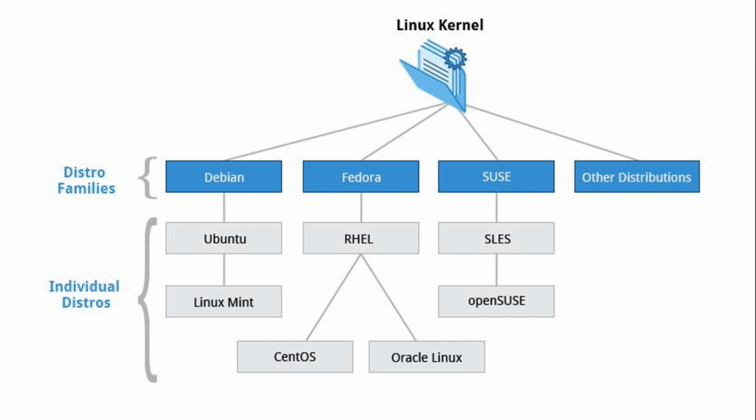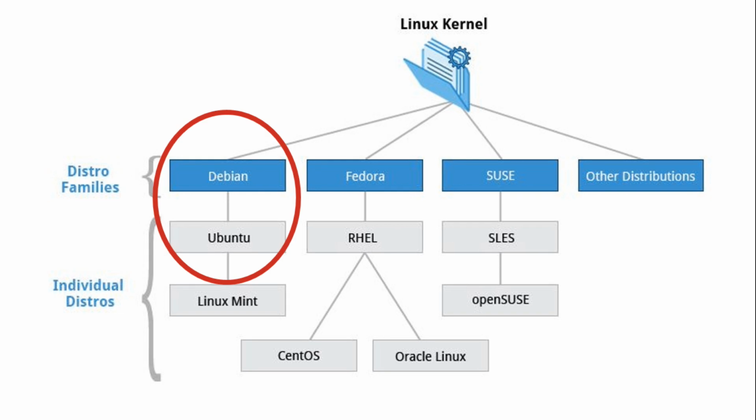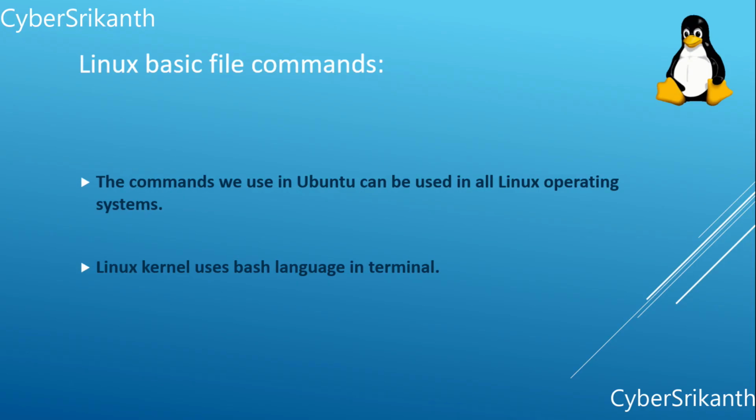There are many distributions of the Linux operating system. Some of the most used and popular distributions are Debian, Fedora, Arch, Gentoo, etc. Ubuntu is derived from Debian. That is, almost every piece of software written for Debian can be used in Ubuntu and vice versa. Now, let's discuss some basic commands that we use in Ubuntu. The commands we use in Ubuntu can be used in all Linux operating systems.